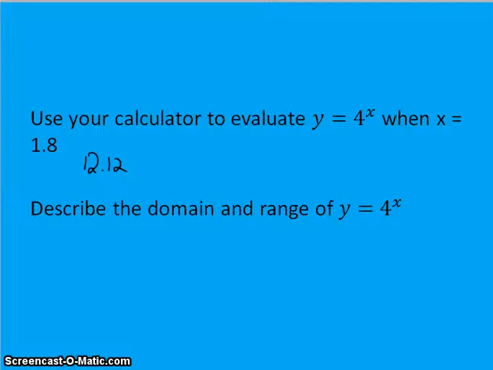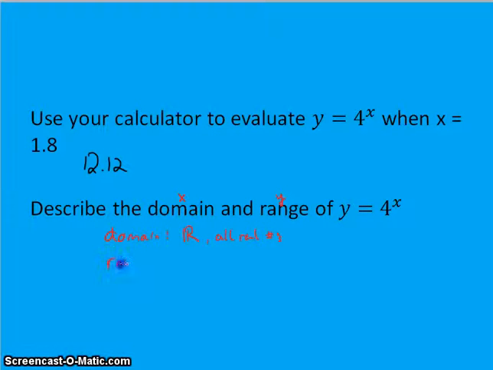Now the domain and range. Domain, remember, is possible x values. Range is possible y values. So notice we can plug in any x we want. So the domain is all real numbers. You can write the R with two bars, or put all real numbers. Either way of writing that.